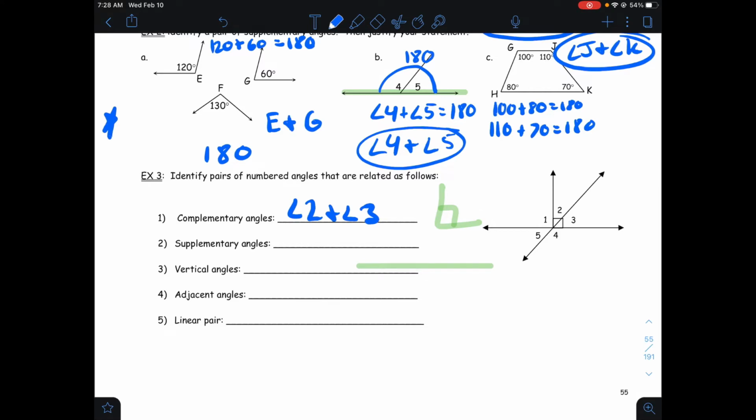Then they ask for supplementary angles. So for supplementary, you're going to look for a straight angle. And it looks like here, I've got two angles that add up to 180. That's going to be angle 5 and angle 4.